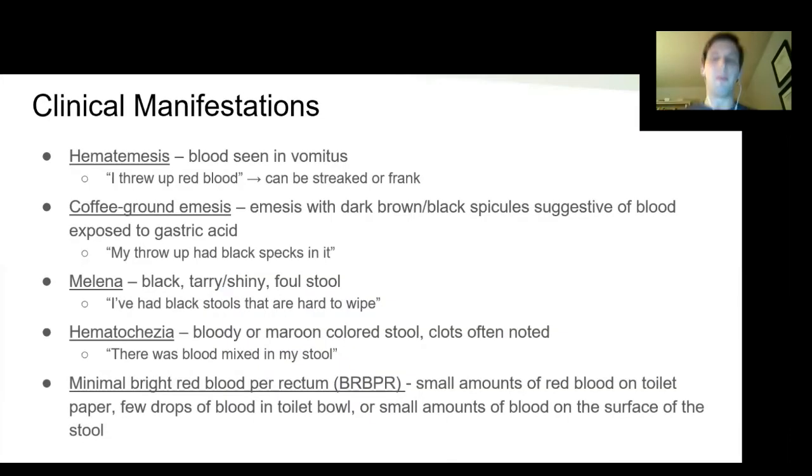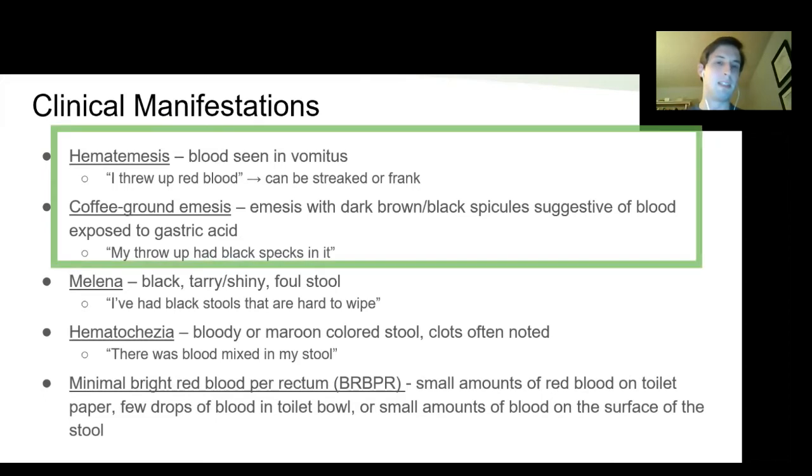So there's a few manifestations that you can look for when you say this patient is having a GI bleed. Those primarily are hematemesis, coffee ground emesis, melena, and hematochezia. Those four terms are the main ones when we think of overt GI bleeds. I also put on there bright red blood per rectum because it's an additional term that's used, but it kind of is a separate kind of GI bleed.